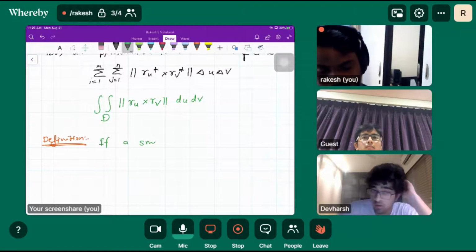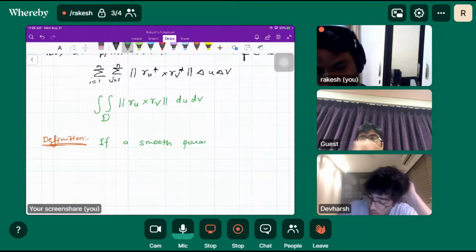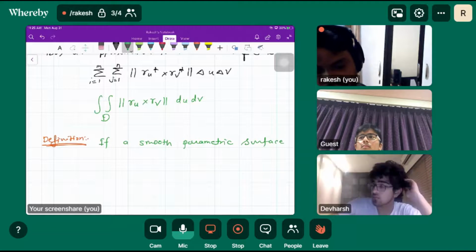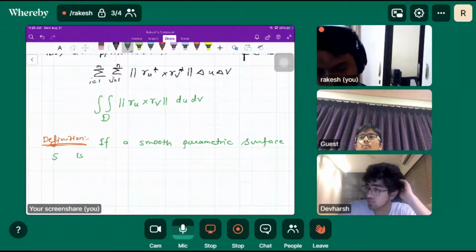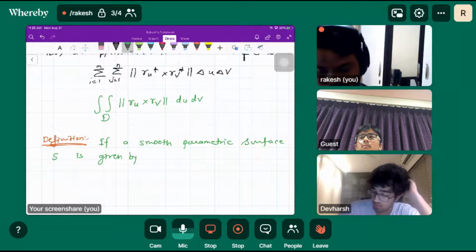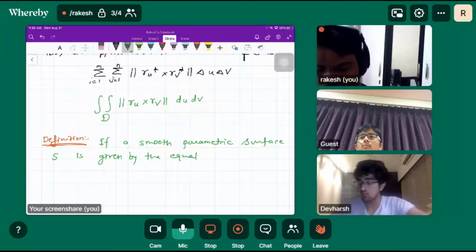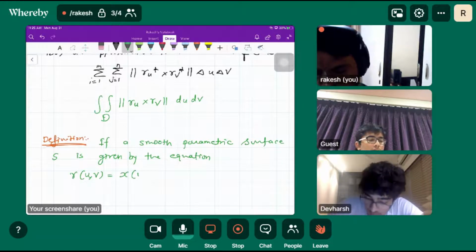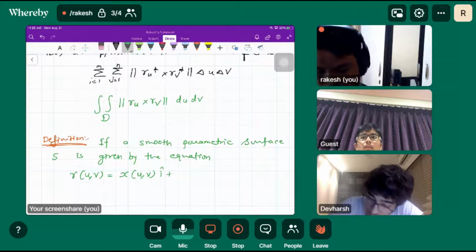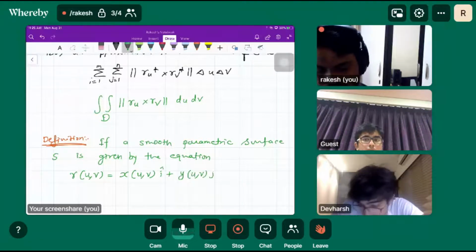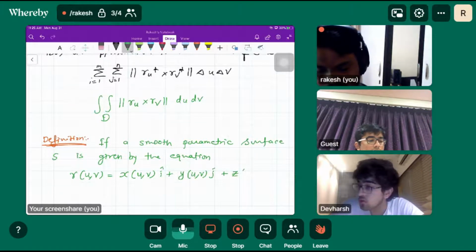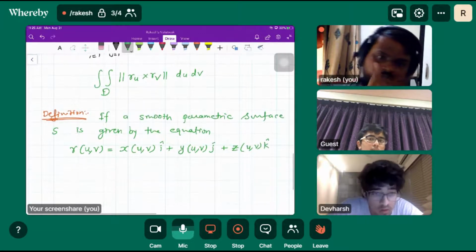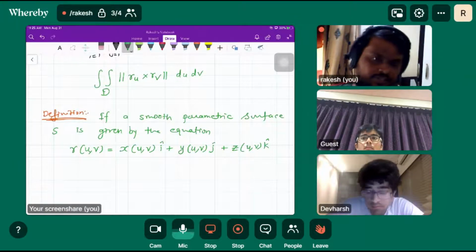If a smooth parametric surface S is given by the equation r(u,v) = x(u,v) i cap + y(u,v) j cap + z(u,v) k cap. You understand this notation? The given surface is now converted into a parametric equation.